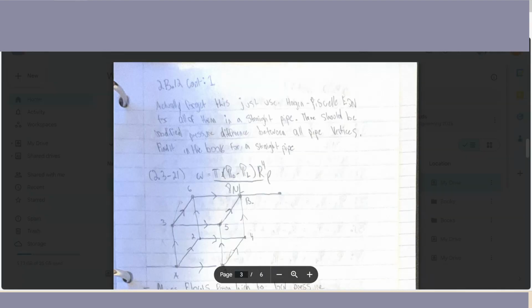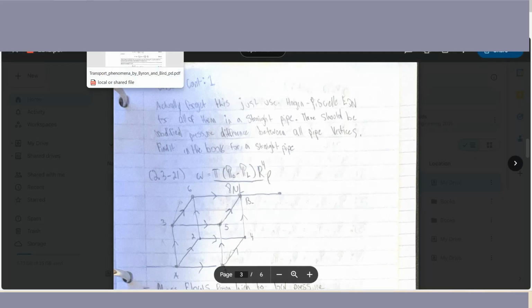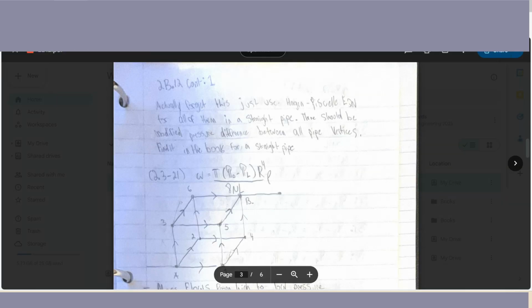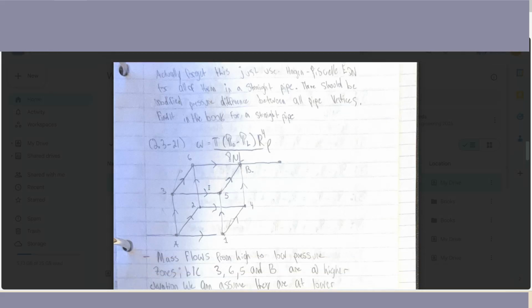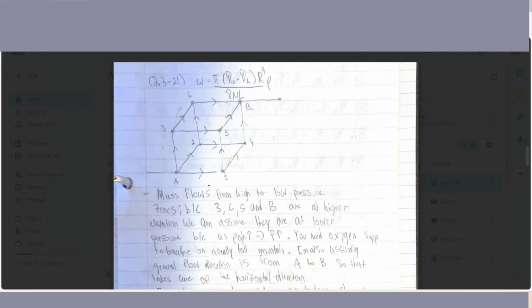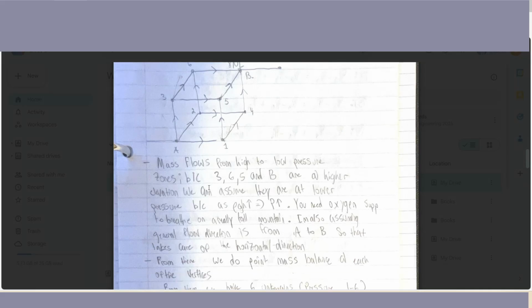Go to 2.3-21. It's the Hagen-Poiseuille equation. It's basically a pipe flow equation. So here's the Hagen-Poiseuille equation. Just use that. We've done pipe flow equations throughout this whole chapter, so you know how to do that. It's pretty beat in at this point.